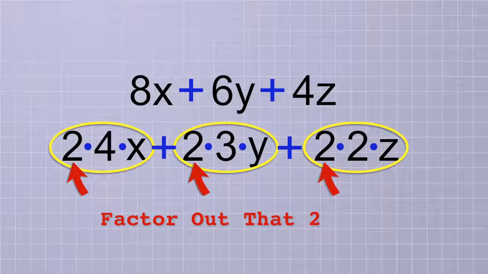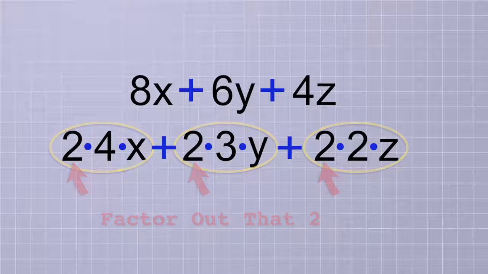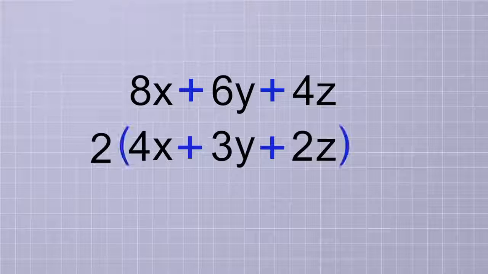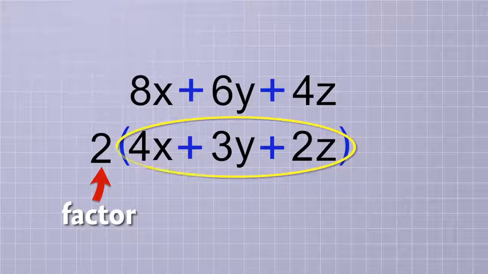We can apply the distributive property in reverse. We remove the 2 from each term and consolidate it to form a single factor that's multiplied by the whole polynomial at once. And it works exactly the same way for variables too.